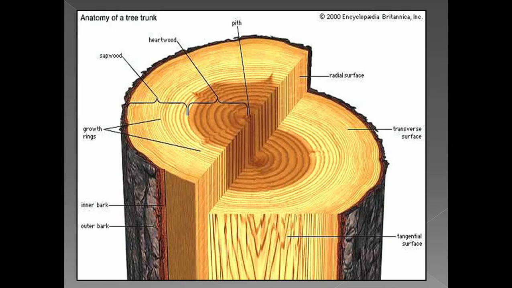This figure shows the anatomy of a tree trunk. Here many growth rings are present, and the light-colored part with living cells is called the sapwood, while here the dark-colored part is non-living, so that's why it's called the heartwood, and the center portion is called the pith region.